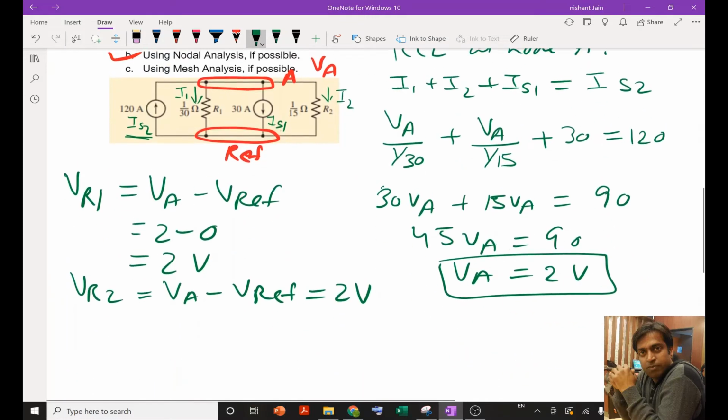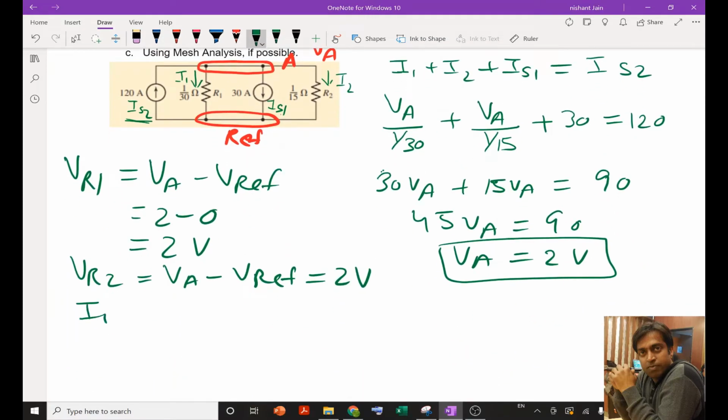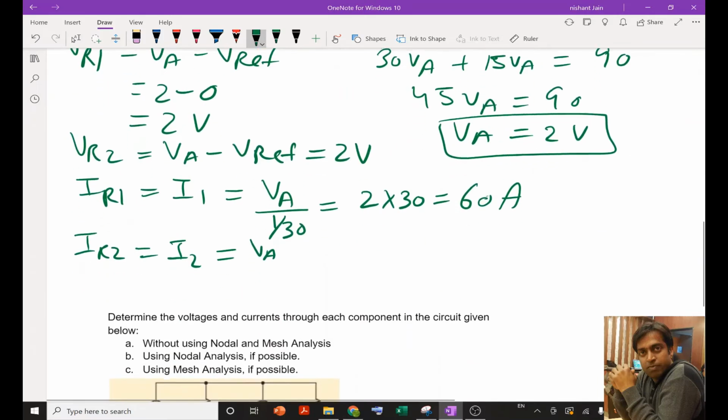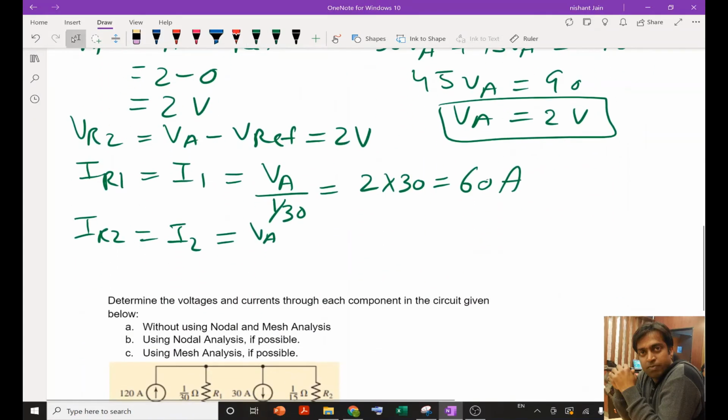Now if I want to determine the currents I1 and I2, I1, or I can write IR1, equals I1 equals VA upon resistance. So VA is 2 upon 1 by 30, so it will be multiplied, and I will get 60 ampere. Similarly, IR2 will be equal to I2 equals VA upon resistance, which is 1 by 15, so 2 into 15 equals 30 ampere.